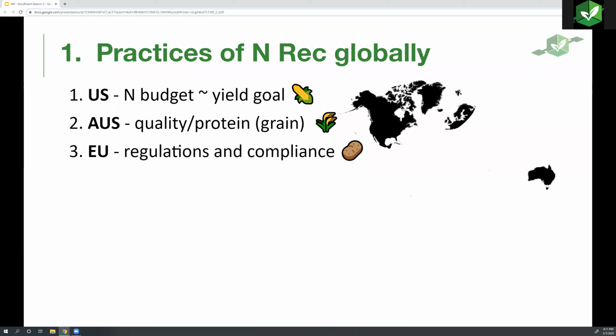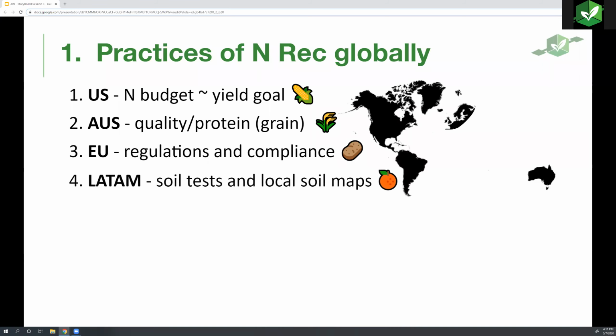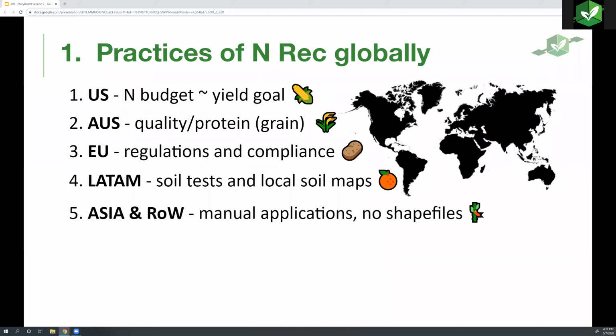In the case of Latin America, a lot of their nitrogen recommendation is highly influenced by soil sampling. Soil sampling is really big. It's the backbone of any nitrogen recommendation that comes out in a lot of Latin American agronomy practice. In case of smallholder farms, variable rate machinery is a little bit inaccessible, or it's the case of being too expensive. So most of the nitrogen recommendation or nitrogen application is done manually and by hand.